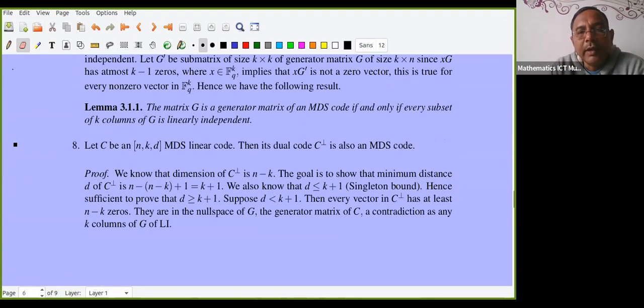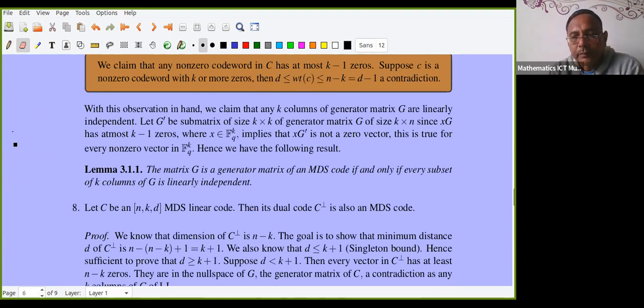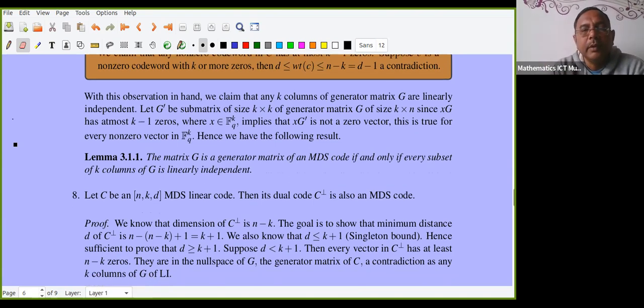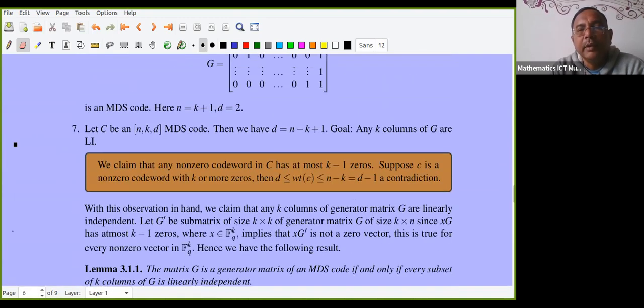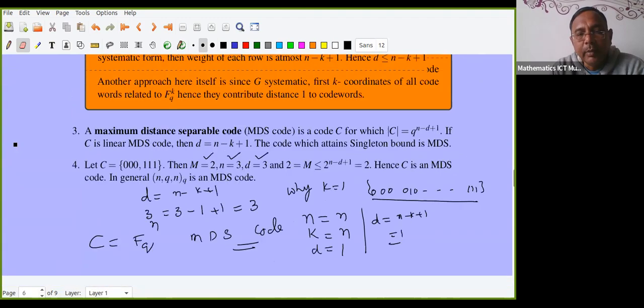So the conclusion finally is that now you know that C perp is MDS, then C is also MDS because C perp perp is C. So these are actually equivalent conditions. What are the equivalent conditions? C is an MDS code if and only if any k columns of G are linearly independent, or any n minus k columns of H are linearly independent, or C perp is an MDS code. All these are equivalent conditions. We'll discuss more about MDS codes in future, but this is all about the Singleton bound.